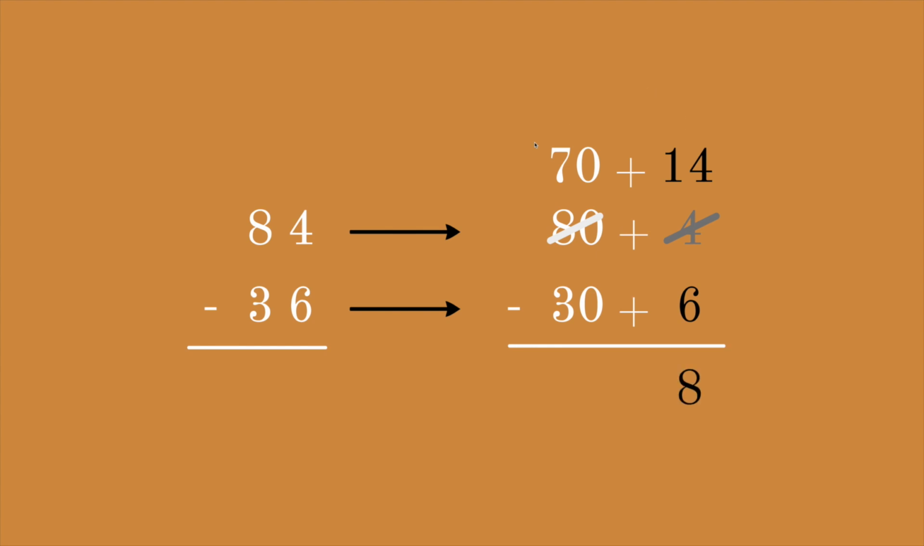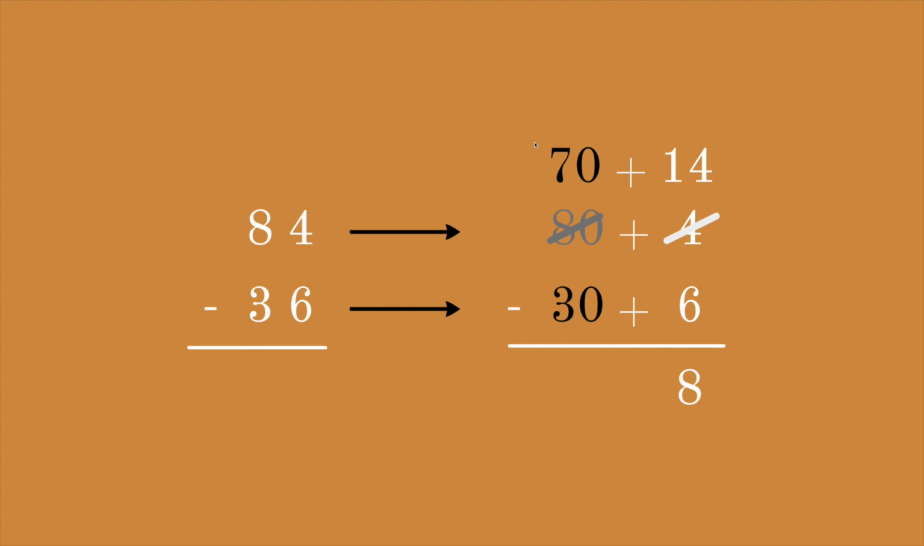Now I'm going to look into the tens place. I have 70 minus 30. I'm going to count up from 30 to get to 70 to help me figure out the difference between those two numbers. I'm going to start at 30 and count up. 30, 40, 50, 60, 70. I counted 4 tens from 30. So 70 minus 30 is 40.